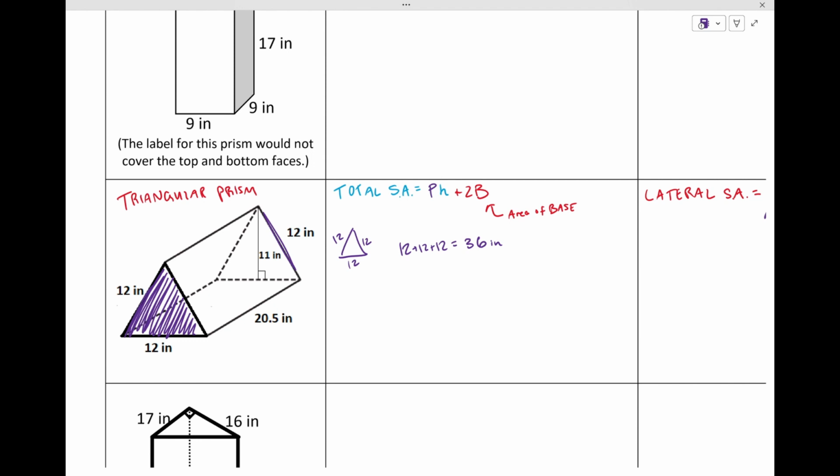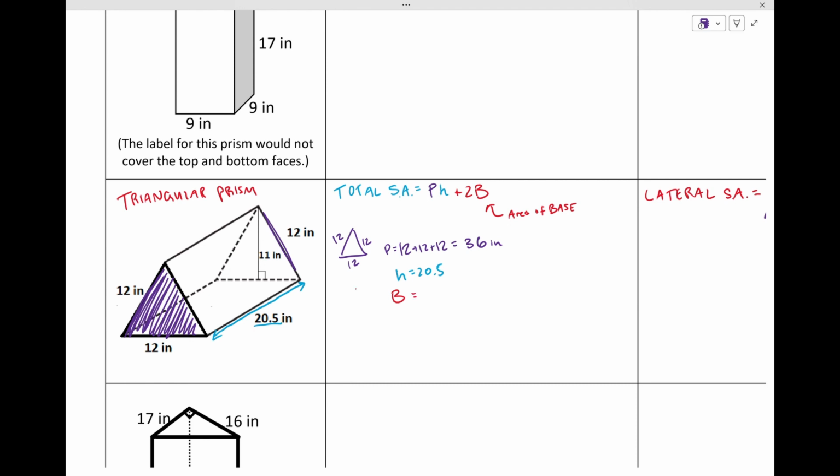Okay, we need height also. My height is from base to base. Okay, and it tells us that is 20.5 inches. H is 20.5. And then we need capital B. Let me label this as B. Okay, capital B, area of the base.